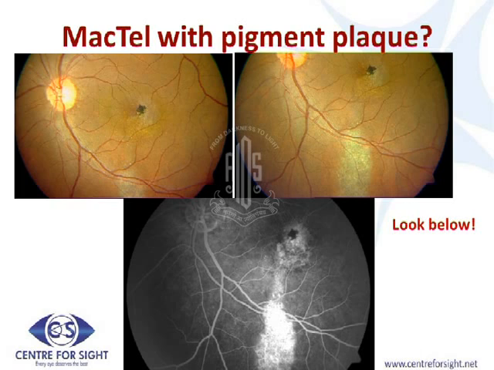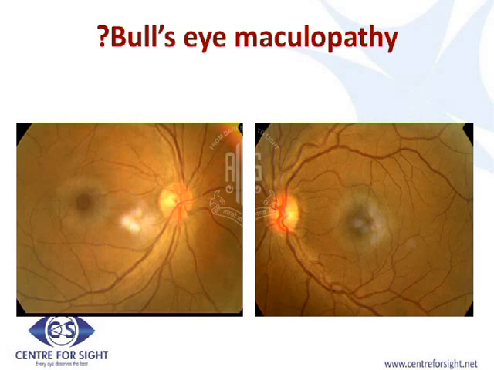This looked like MacTel with a pigment epithelial plaque, the classic stellate plaque of MacTel. But here, again, the examination of the inferior fundus showed that it was a CSCR. Now, this is, in my experience, one of the commonest ways I've seen MacTel presenting, as a bullseye maculopathy. In fact, a lot of these patients have even undergone an ERG.